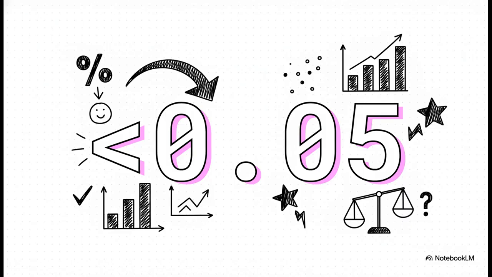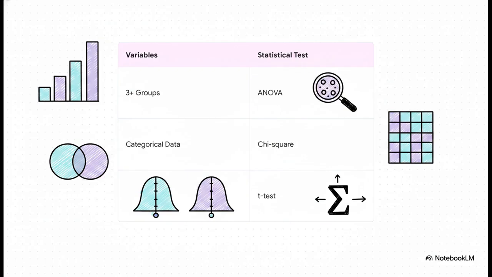And, alongside those confidence intervals, we rely heavily on the p-value. A p-value of less than 0.05 simply means there is less than a 5% probability that the results of your investigation were due to random chance alone. It's the standard metric that tells us our findings are statistically significant enough to trust. But how do researchers actually arrive at those p-values? Well, by using the right statistical test for the job.